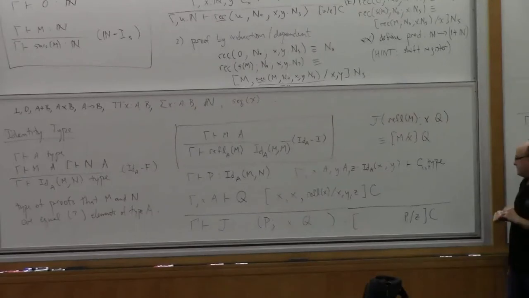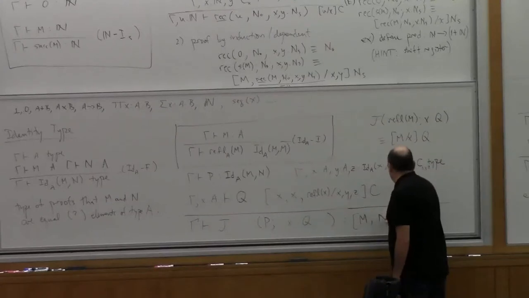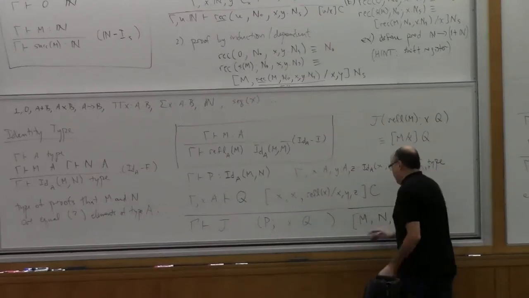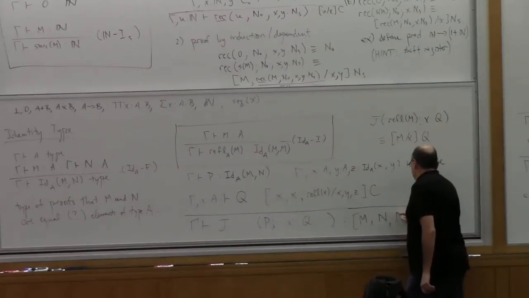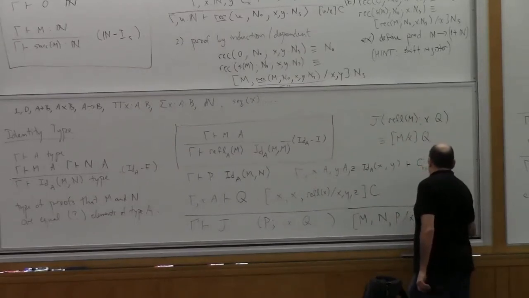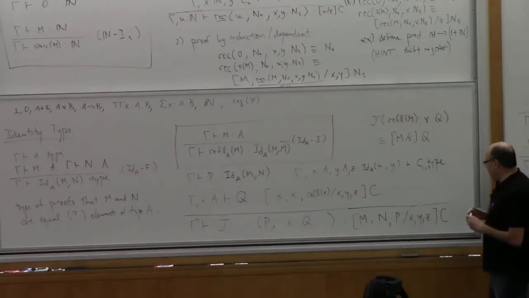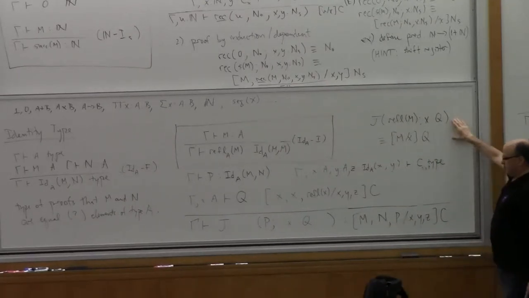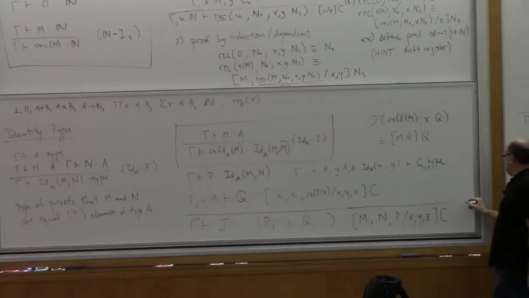And then here, what I plug in is, I've forgotten. Oh yes, M, N. Let me write it out. M, N, and P for X, Y, Z in C. And then the computation rule remains the same. It doesn't change. It's just that I have a more precise typing. And this is the identity elim.